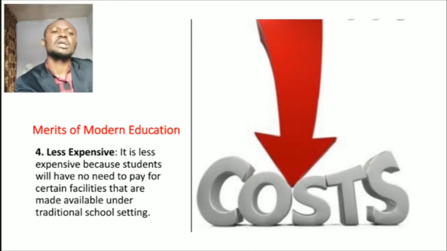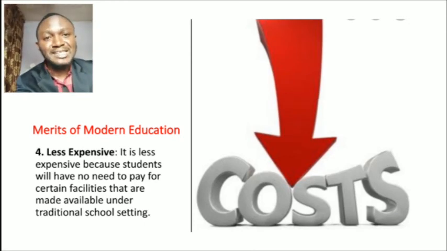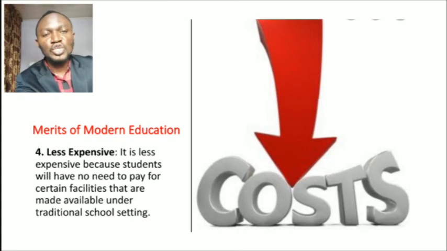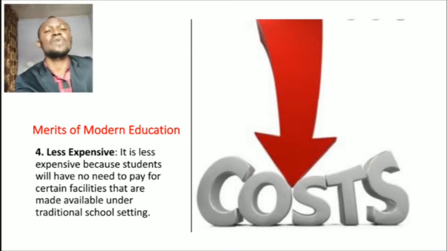Number 4, modern education is less expensive. If you compare modern education to traditional education, you spend less, because under normal school setting, there are facilities that you access, facilities other than the normal classroom where tutorials are delivered. You access school clinic, you access school library, you use the internet, you use the field. All these things form part of your school fees, some of the charges for school fees, for games, for exams, for this and that.